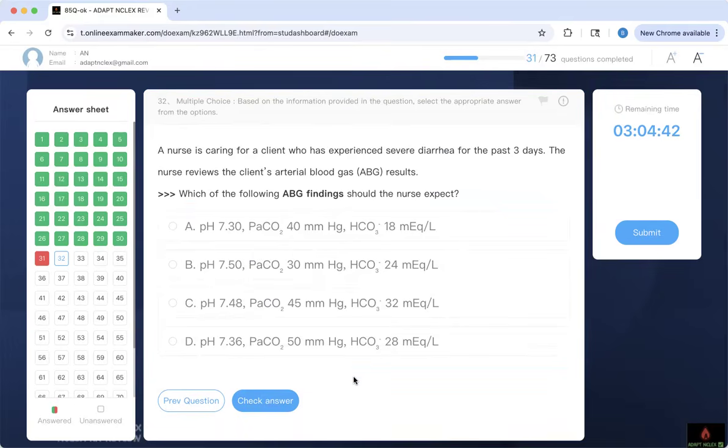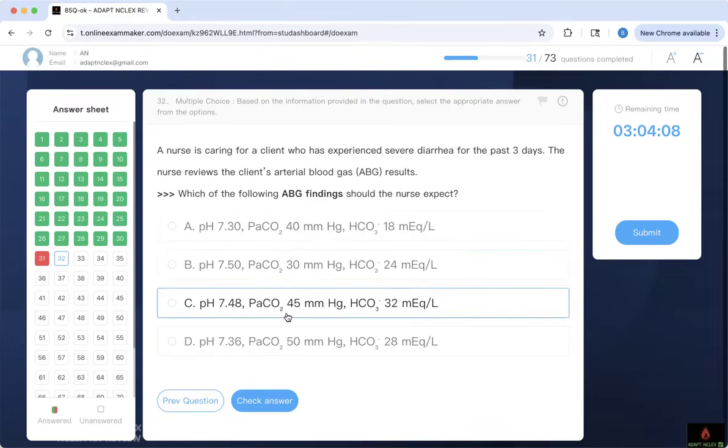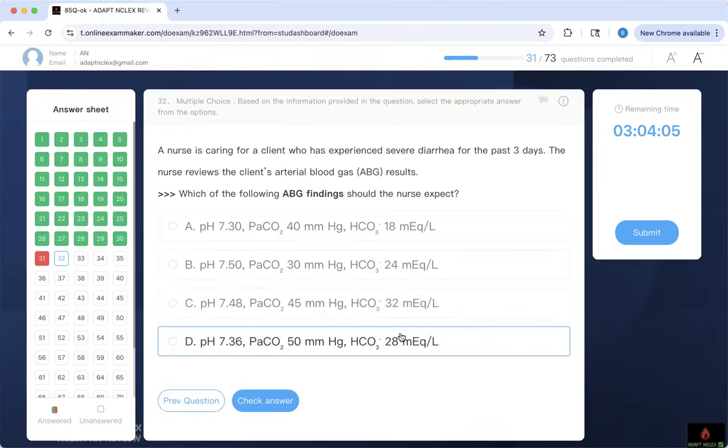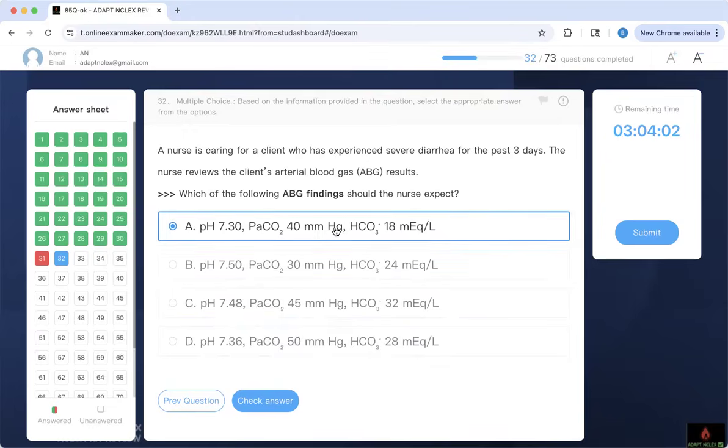And this is caring for a client who has experienced severe dehydration for the past 3 days. The nurse reviews the client's ABG. Which of the following ABG findings should the nurse expect? This is not what? Vomiting, but diarrhea. What does it lead to? Vomiting leads to metabolic what? Alkalosis. Therefore, if you have diarrhea, it's different. You have metabolic what? That's the key. Metabolic acidosis. Which of these is metabolic acidosis? I see acidosis. I see alkalosis. This is not alkalosis. This is acidosis, but the bicarbonate is normal. Therefore, this is the right answer.